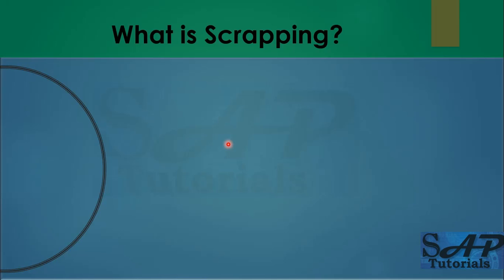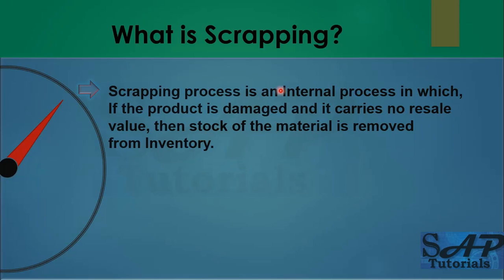So what exactly is scrapping? Whenever there is some material which has no value and you cannot use it for anything in your company, what do companies do? Companies scrap that material using an appropriate method, but at the same time they update it in their inventory in order to keep an appropriate inventory count. So the scrapping process is an internal process in which, if the product is damaged or broken and it carries no more resale value, then the material is removed from inventory.